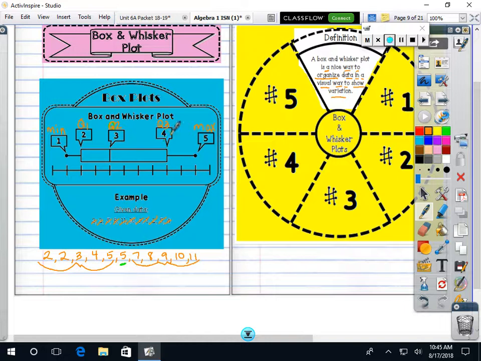Yes? Yes. Yeah, and then the upper was 7 to 11. You don't include the actual median in the lower or the upper half.